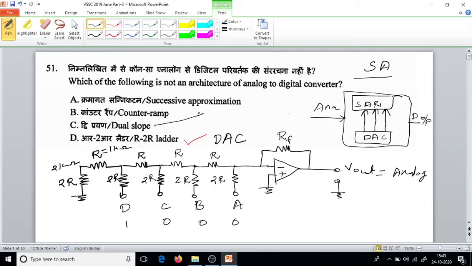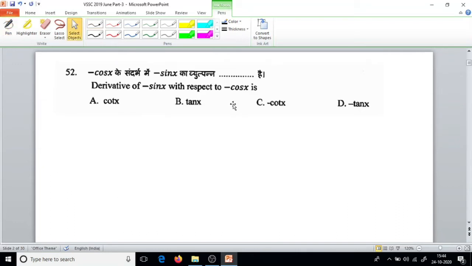Dual slope is something integrating type. That means it looks like an op amp. This is the op amp integrator. Op amp integrator means the feedback path will have a capacitor. This is the negative. So this is the dual slope type. So which of the following is not an architecture of analog to digital converter? The answer is R2R ladder network. So we'll go to the next question.